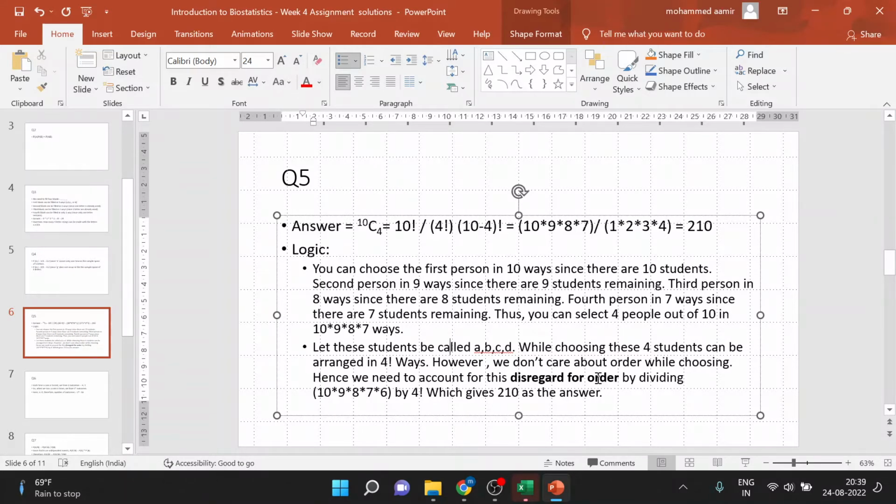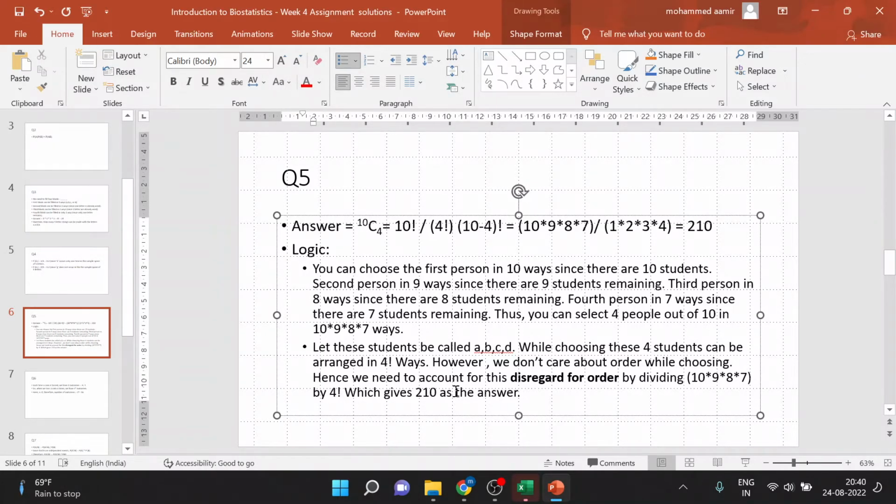So when we don't care about order while choosing the students, we need to account for this disregard for order, and that is done by dividing this expression, that is 10 into 9 into 8 into 7, by 4 factorial, because you can arrange these students A, B, C, D in 4 factorial ways. So we need to disregard that. To do that, we just divide whatever we got, 10 into 9 into 8 into 7, by 4 factorial, which gives us 210 as the answer.